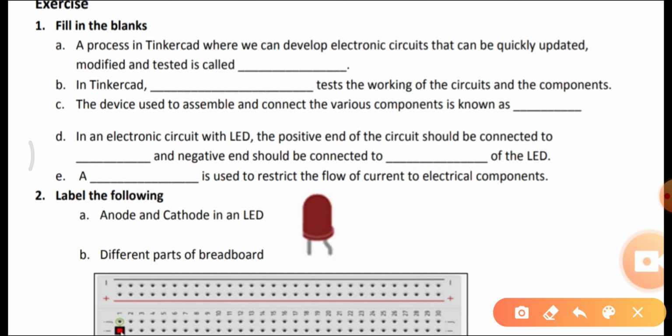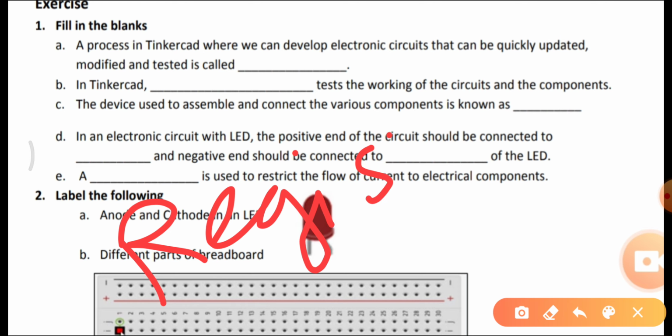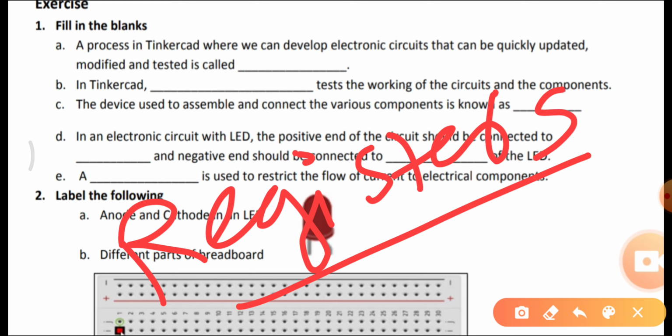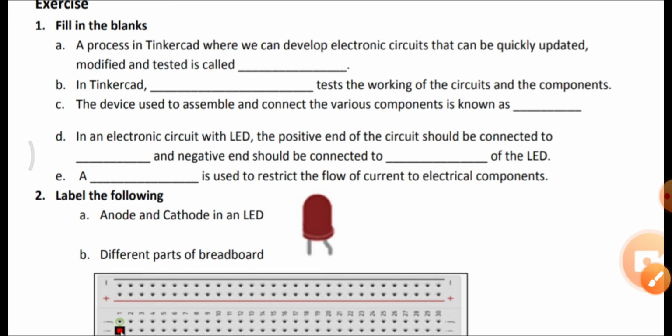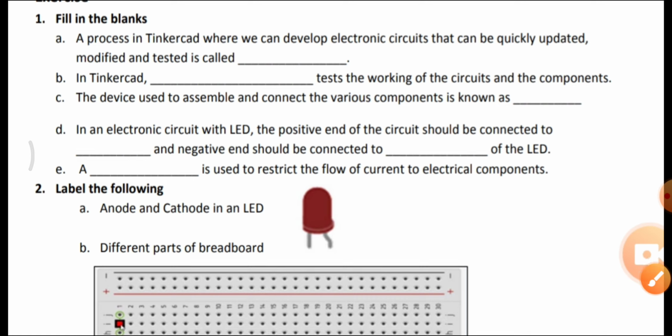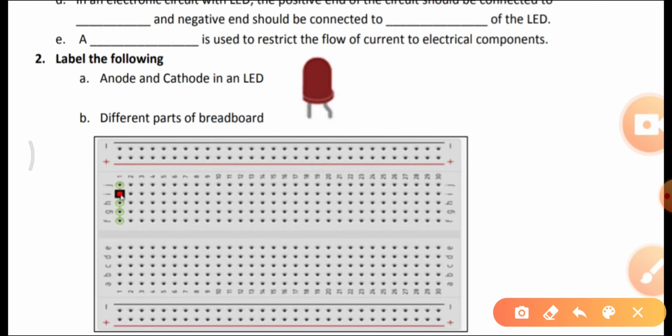Got it? Next question. A dash dash is used to restrict the flow of current to electrical components. What is the answer? The answer is simple, resistor, and the meaning of resistor itself is that it controls the flow of power or energy. Fine. Now we'll move to the next question.